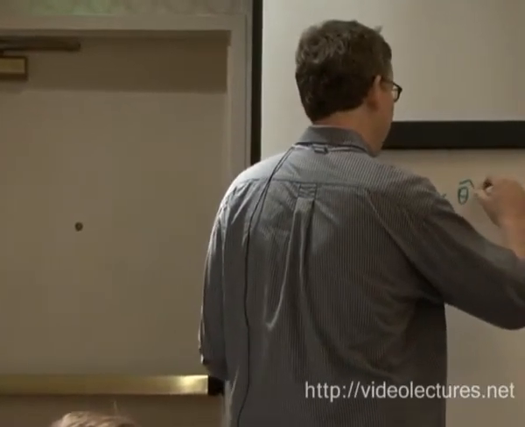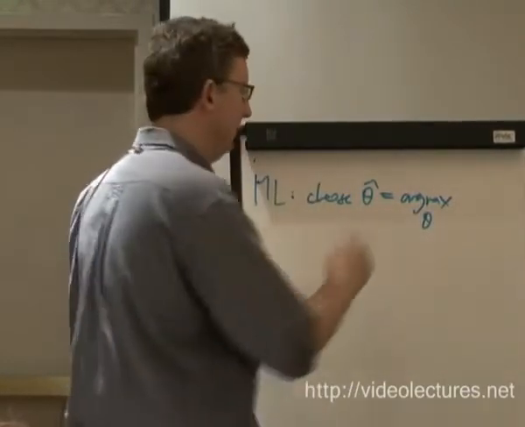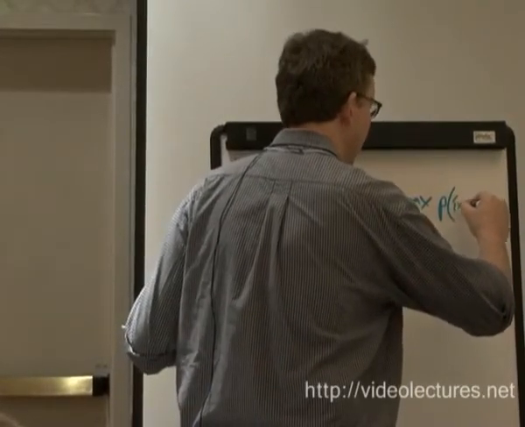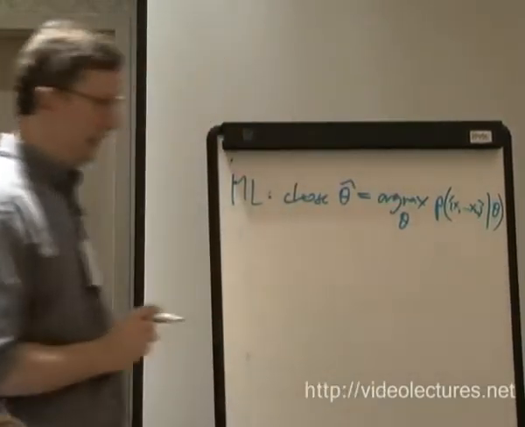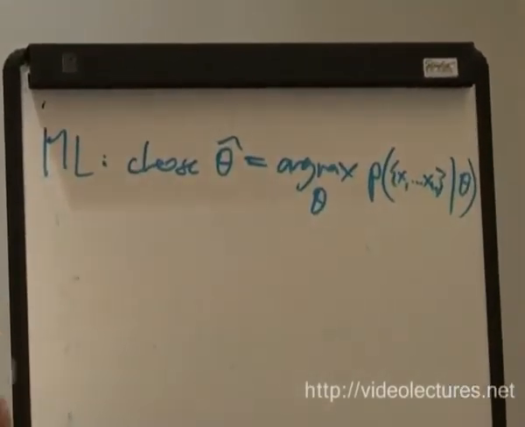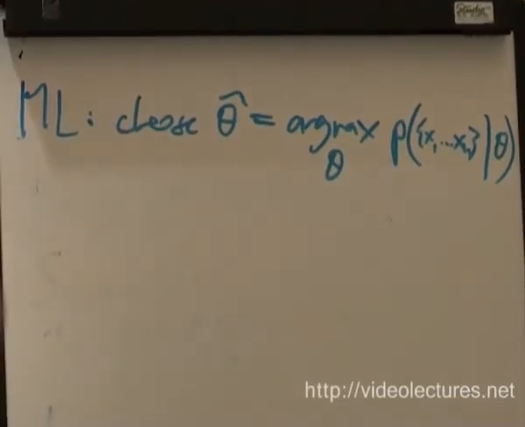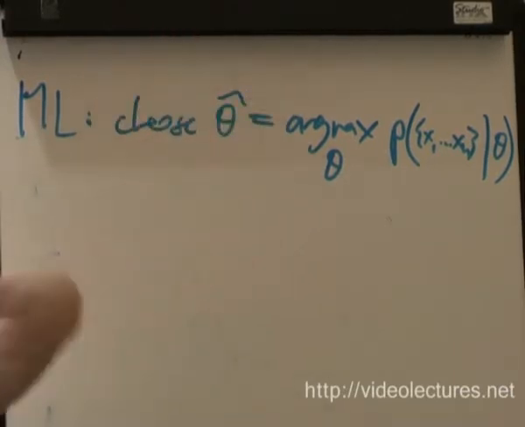But I'll say, so maximum likelihood, choose theta hat equals argmax over theta of the probability of x1 to xn given theta. So this is all theoretical, but if I could take my training data, evaluate the probability of the training data according to each member of the family, and some members of the family are going to say that the training data have higher probability. Well, I'm going to choose the member of the family that says that the training data has the highest probability.